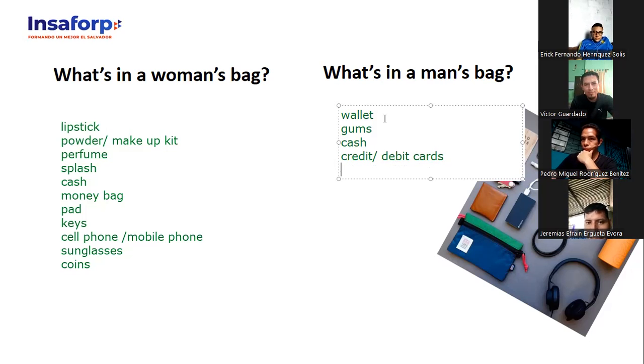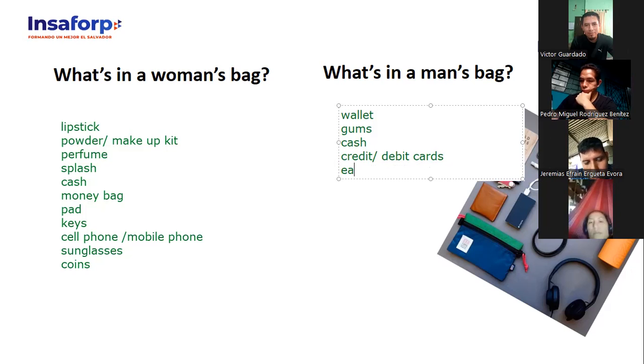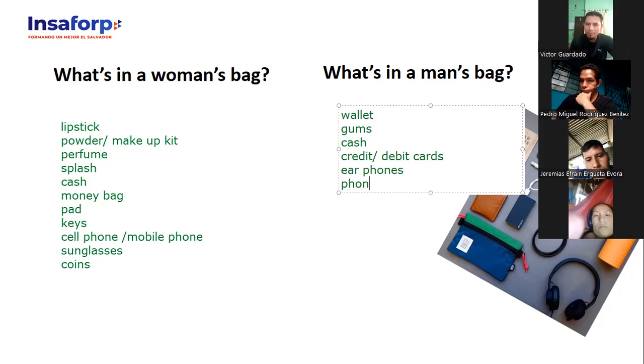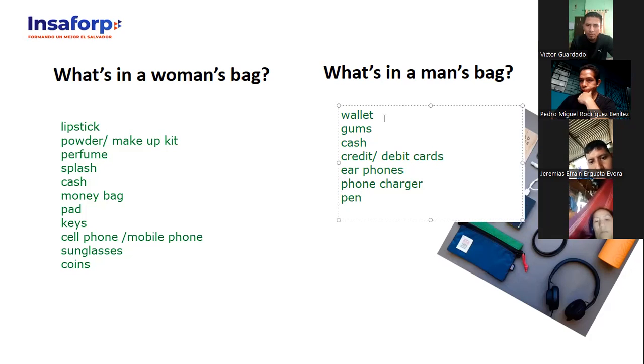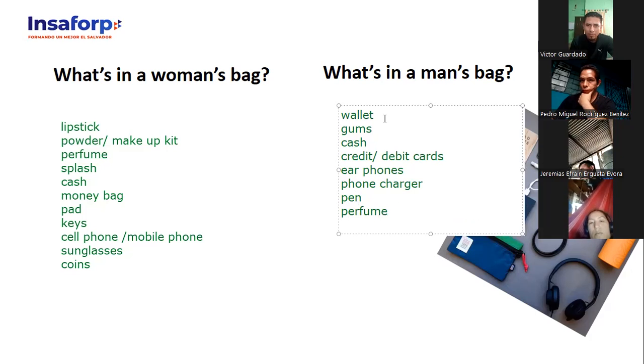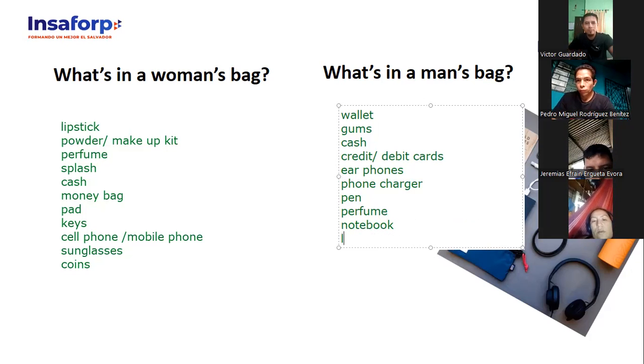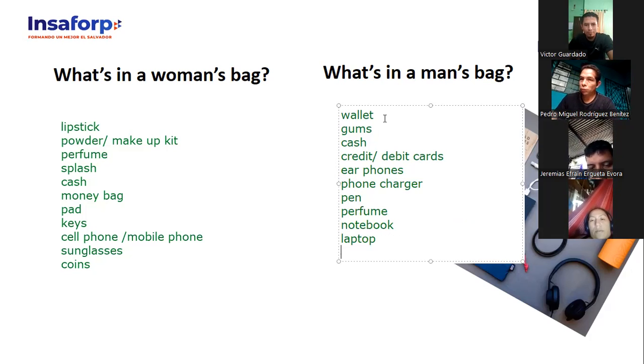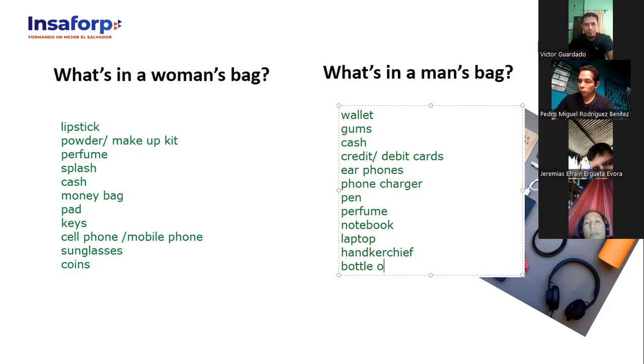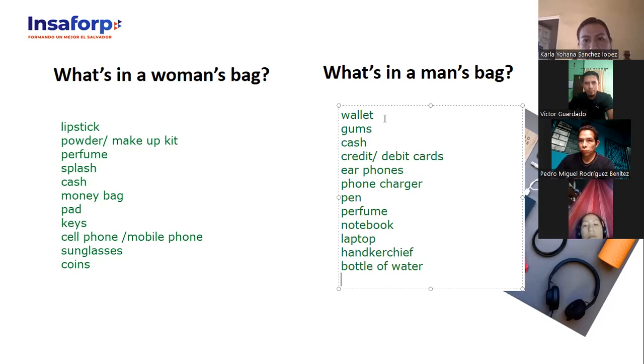I will tell you what's in my husband's bag. For example, there's earphones. He has earphones, right? Earphones, phone charger, a pen. Okay, some men have some perfume. Maybe sometimes a notebook, a laptop. Como pañuelo. Ah, handkerchief. A handkerchief. Yes. A bottle of water. The tappers with the food I prepare for him.